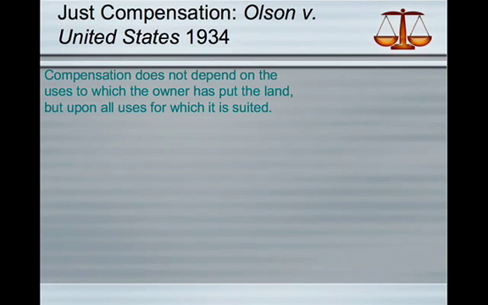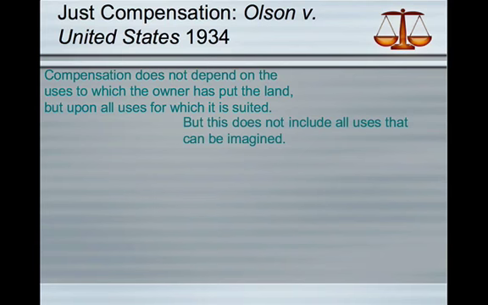Wonderful. So Olson versus United States: the compensation does not depend on the uses to which the owner has put the land, but upon all uses for which it is suited. So this actually defends the owner a little bit. Say they have a lot of land that could be used as farmland, but they just have it as a vacation property, they have to pay you the most valued use that it could conceivably be put to. And it works the other way too, right? If you have farmland, but it could be a really valuable vacation home, they have to pay you the highest, best use. Yep. And this does not include uses that can just be imagined. You can't just say, well, maybe I'll open up a 5-star hotel, I'll be full every night.